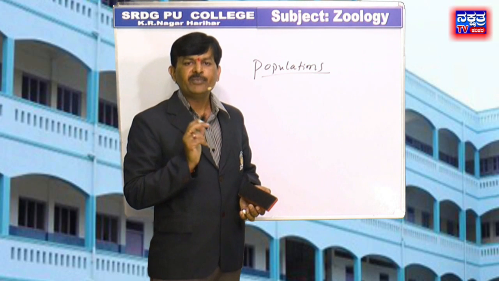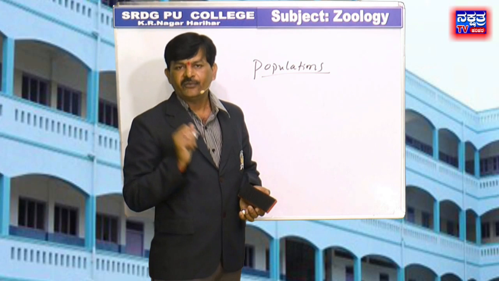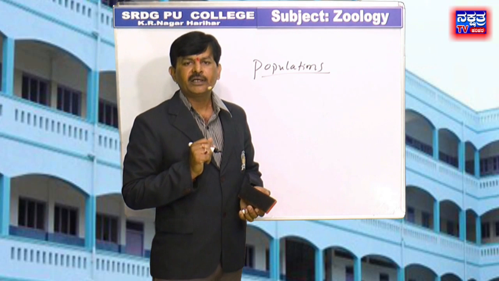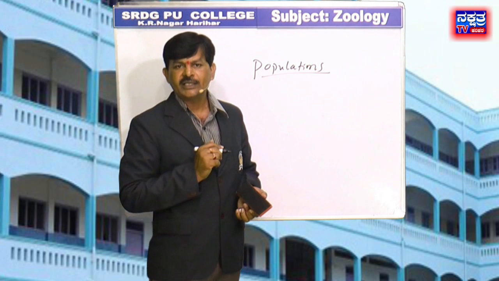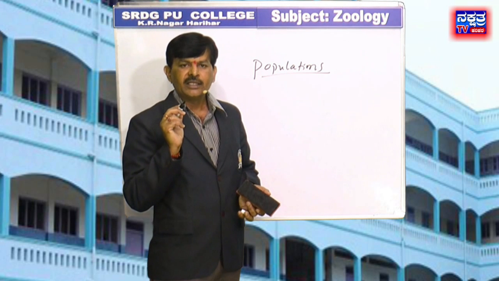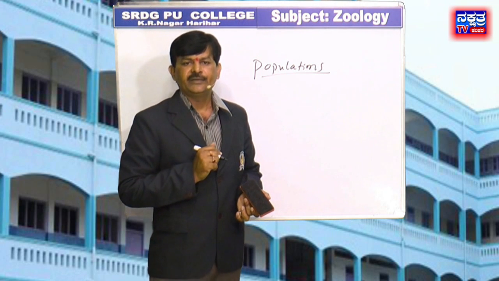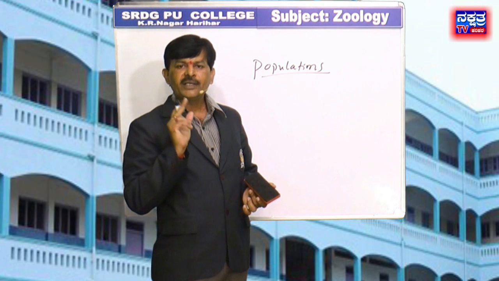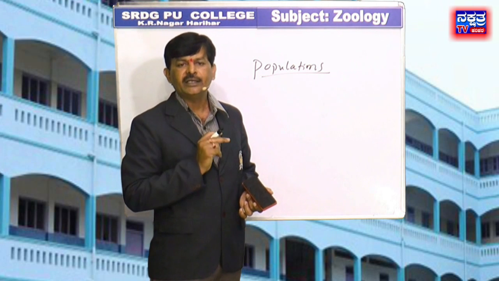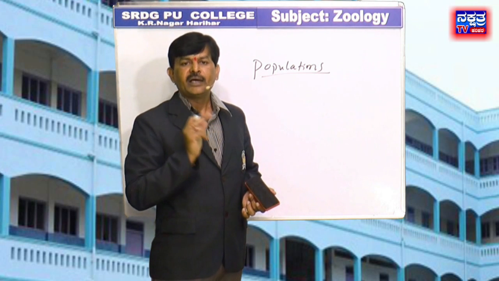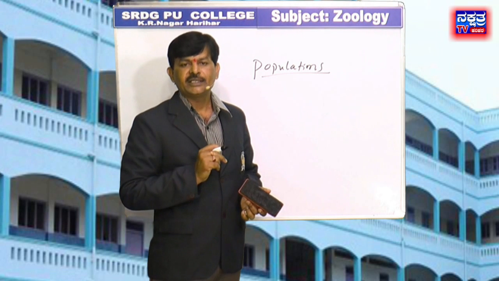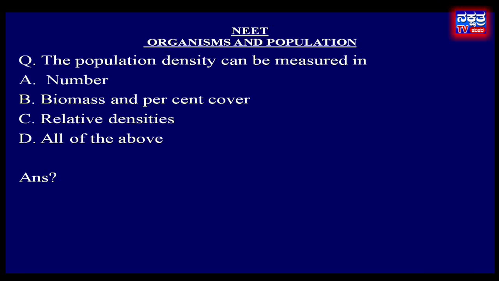Population density is measured in 3 different ways. The first one is arithmetic density, the second one is physiological density, and the third one is agricultural density. Therefore, the population density can be measured in number, biomass and percent cover, and relative densities. Therefore, in the given options, D, that is all of the above, is the right answer.